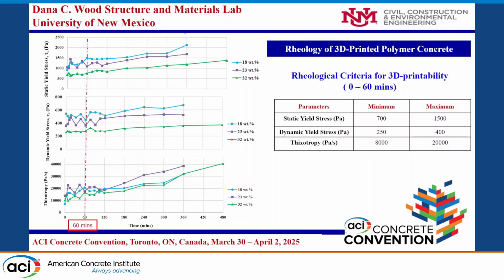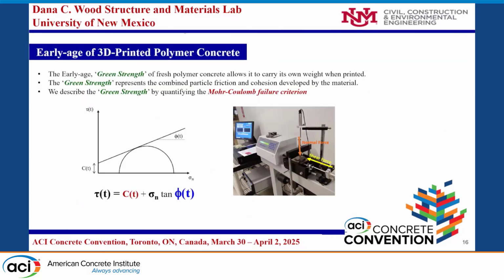So here we are deciding, for example, a printability window of 60 minutes. We know that all these mixes are printable at 60 minutes, and we define the minimum and the maximum static yield stress, dynamic yield stress, and thixotropy.